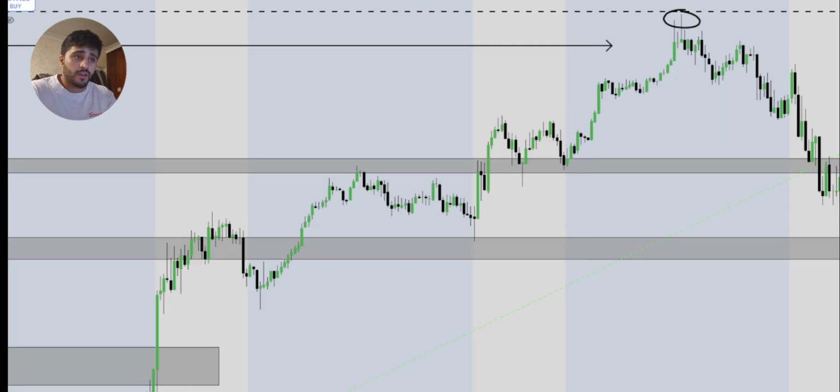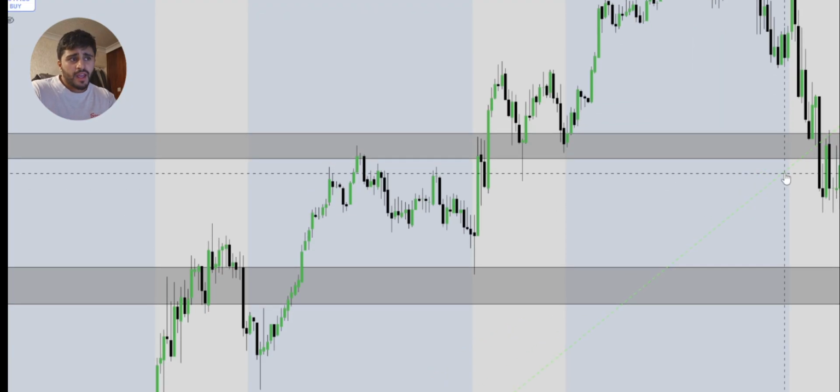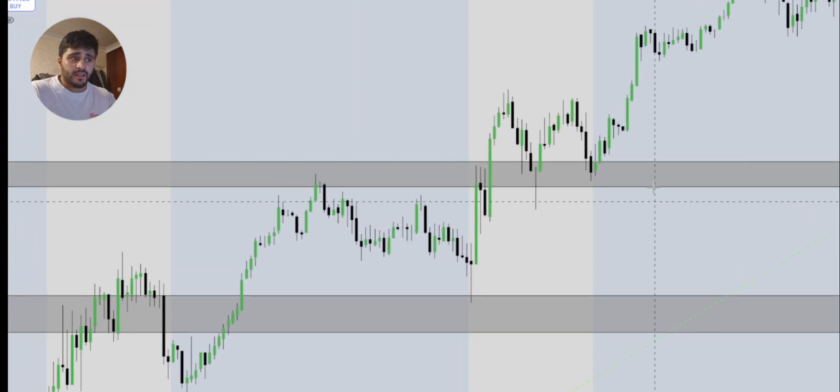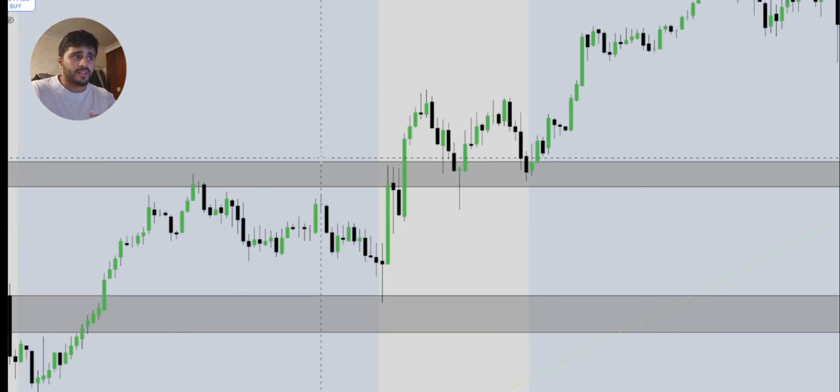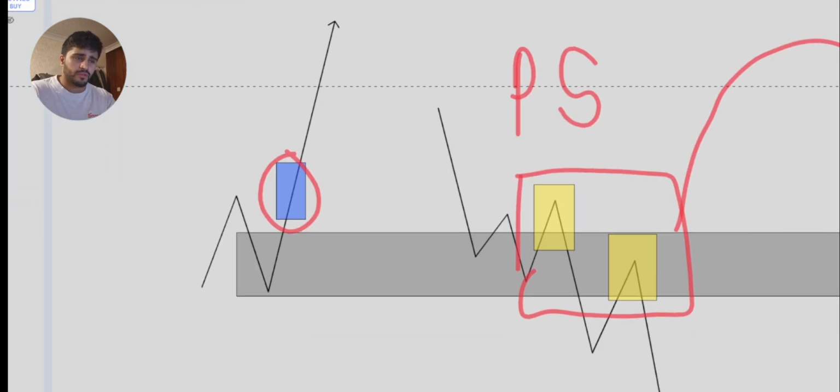And it's your job to take advantage of that. And so how are you going to read this fair value gap here, for example? It's very simple, right? Let's go back to our schematic over here. It's a very simple concept.